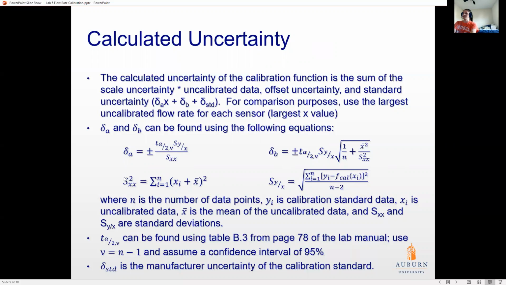For the SXX, it's your individual data point. So all your X's are your uncalibrated data points, minus the average of all those uncalibrated data points for that sensor. Then you take that value and square it, and you go through each data point there. So this is essentially how spread out your data is.